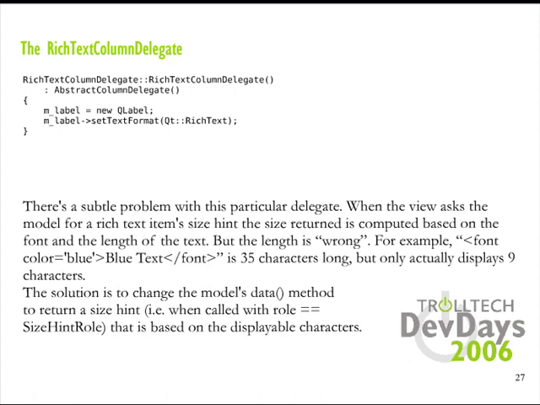If you remember from earlier, we showed looking at various roles in the data method. Well, there is a role called the size hint role. And all you have to do in the size hint role is say, OK, strip the HTML, the tags, and just do the font metrics yourself on the text that's left. And that works fine. OK? It works fine on Linux anyway. On Windows, I found it a bit tricky with 4.1.